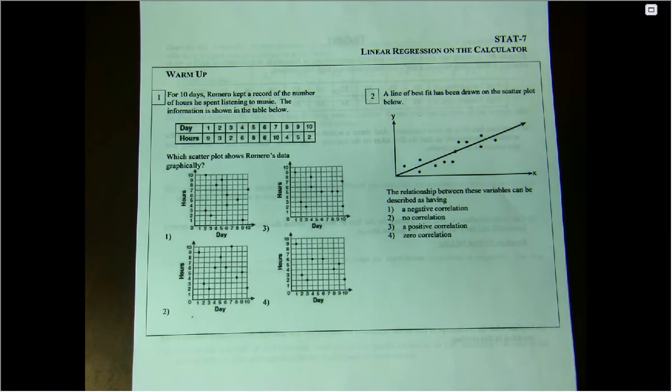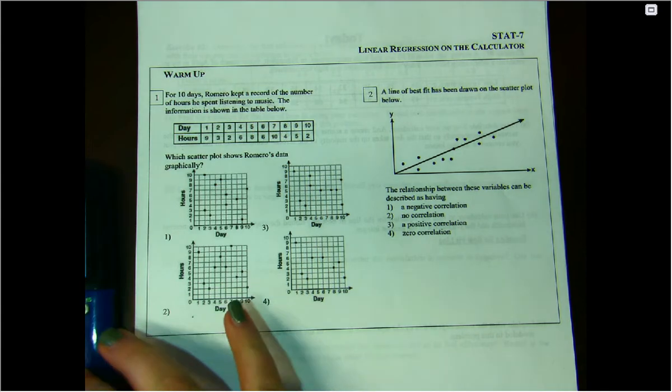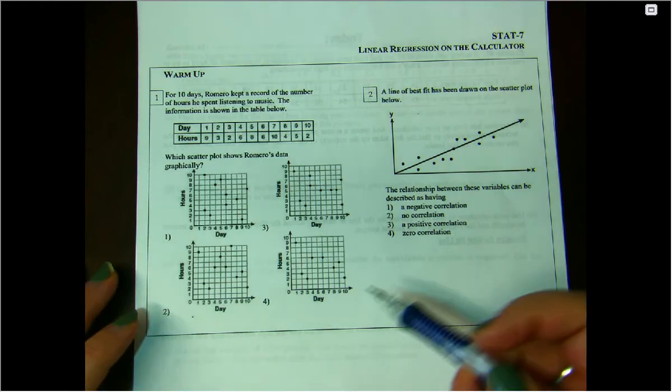Linear regression on the calculator. So we are talking STAT-7 today. Today is going to be a heavy calculator day. And we're going to start with this warm-up.